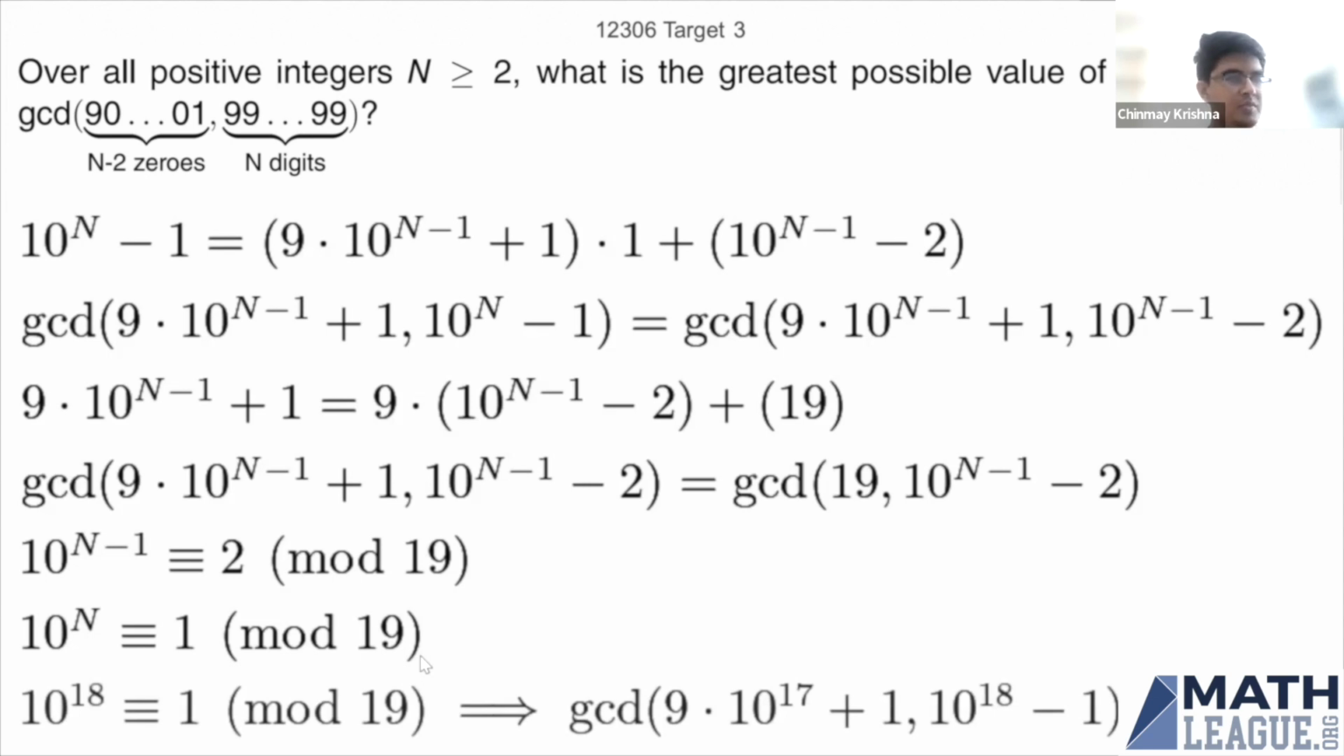And so that means that when n is equal to 18, the greatest common divisor between these two numbers is 19, and that's our greatest possible GCD of these two numbers. So our answer is 19.